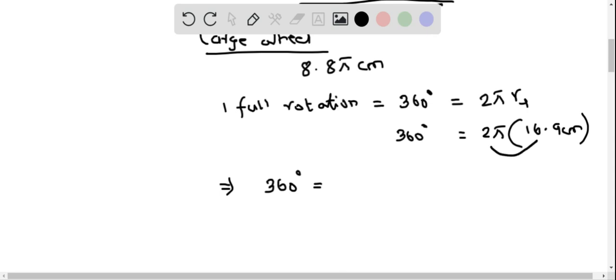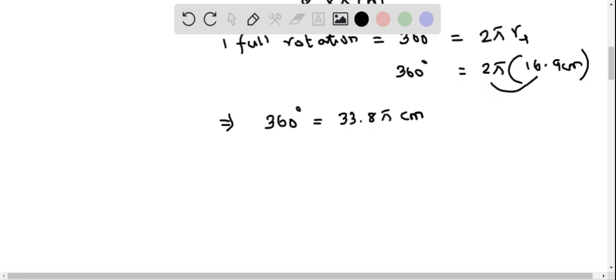So we can set up this equation, that is one full rotation, which equals 360 degree. We multiply these two, we get 33.8 pi centimeter. I will just rearrange this equation. That is, if the large wheel makes a distance of 33.8 pi centimeter, this is equivalent to 360 degree. That is, when it makes 33.8 pi centimeter, the large wheel is making a full rotation. Otherwise, it is sweeping an angle of 360 degree.